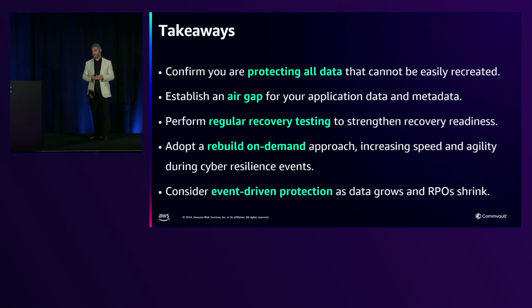Test. So again, I can't stress this enough. Everyone should be testing as frequently as possible and utilize these capabilities to do it very cost effectively and be ready for when disaster strikes. Adopt a rebuild on demand approach. So that's the cloud rewind. So even if you don't have anything on the other side, you could still use cloud rewind to start to rebuild your modern applications somewhere else. And then as your data grows and your RPOs shrink, start to consider capabilities like event-driven architectures and protection so that you can get those elements of scale accordingly.